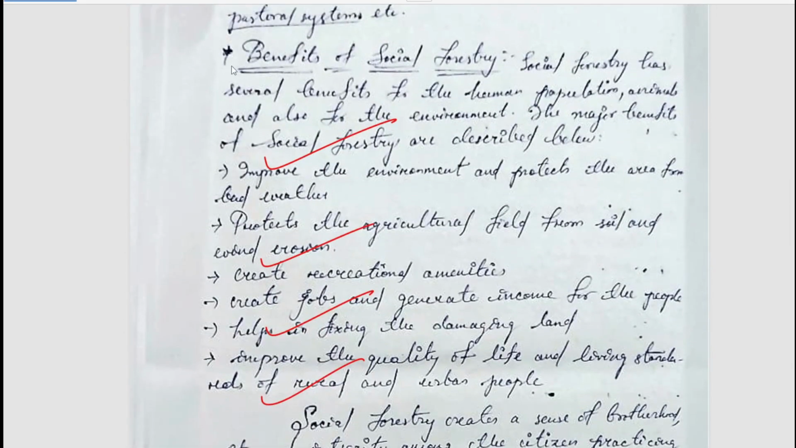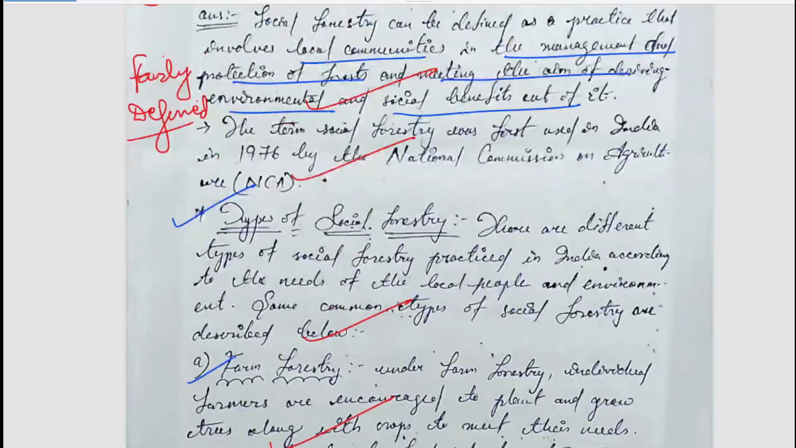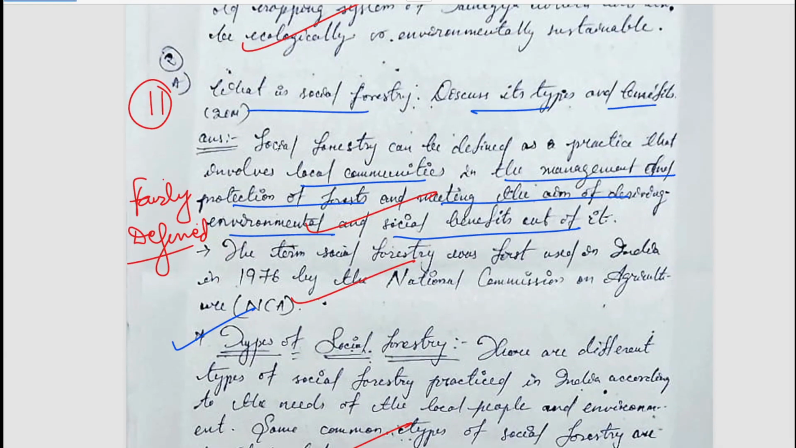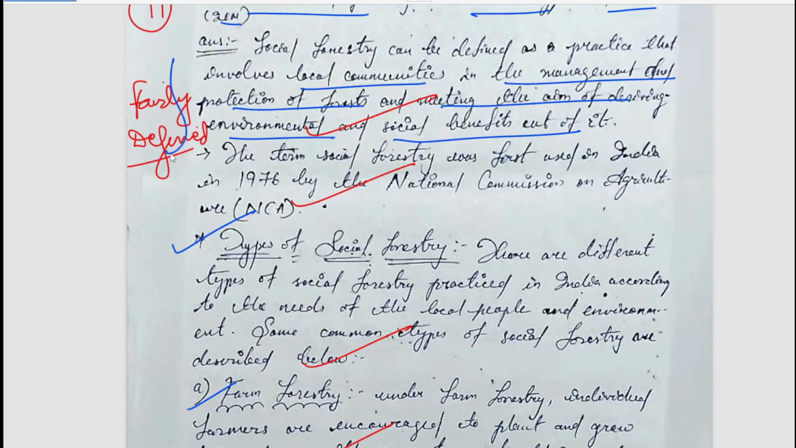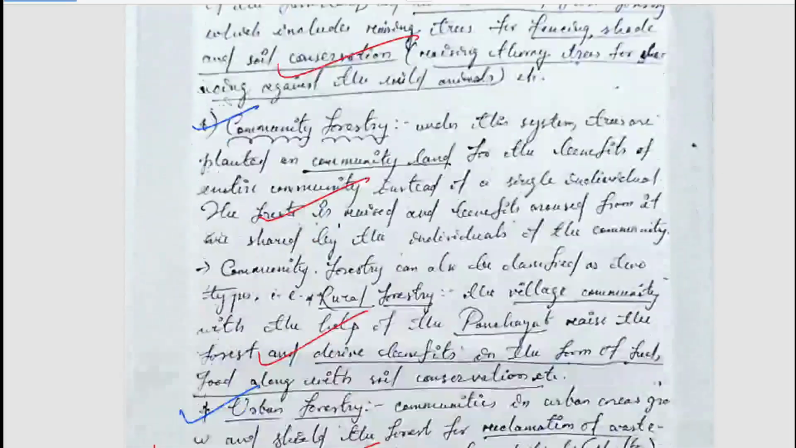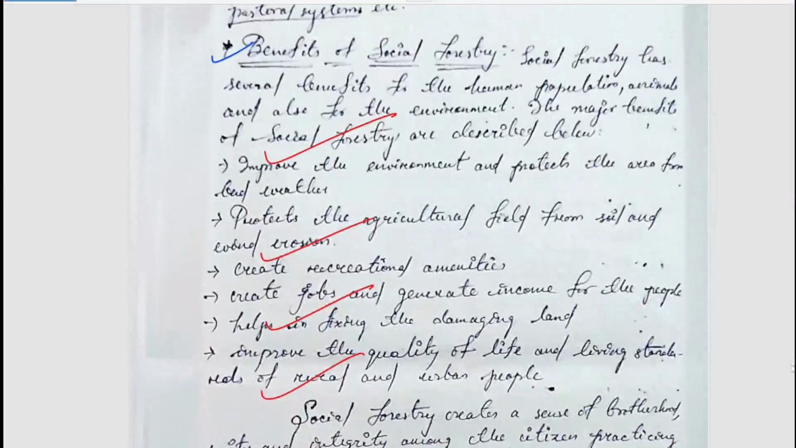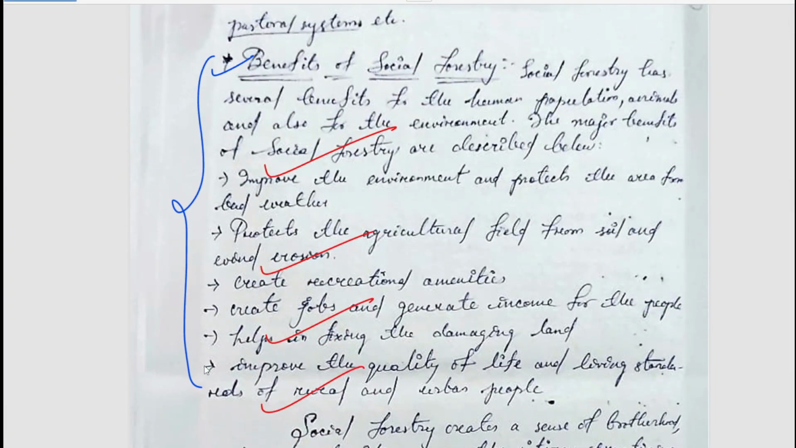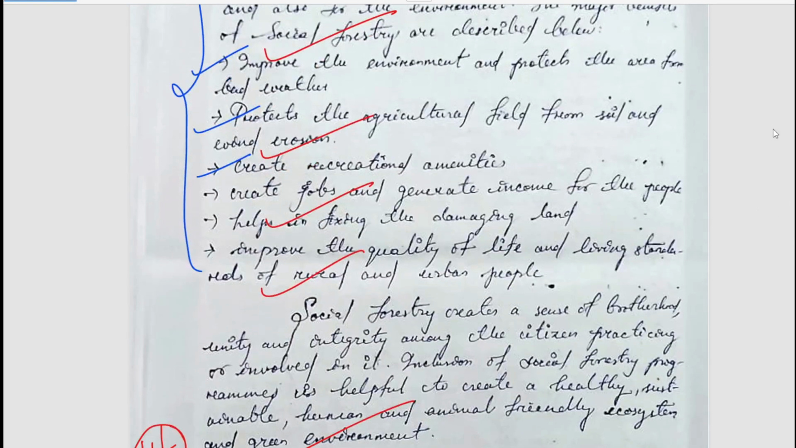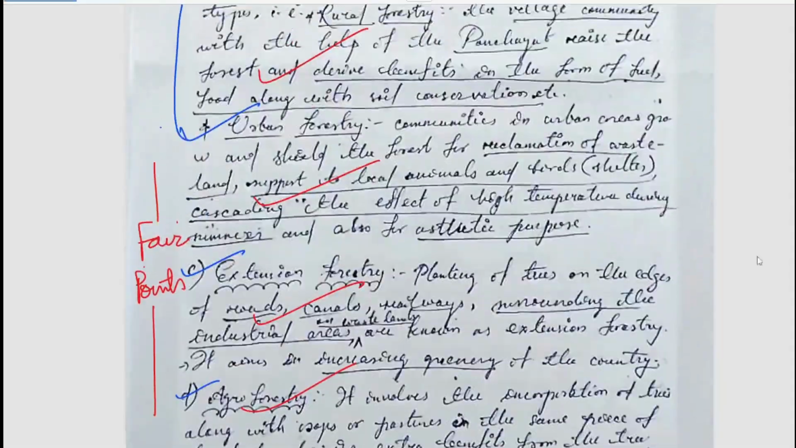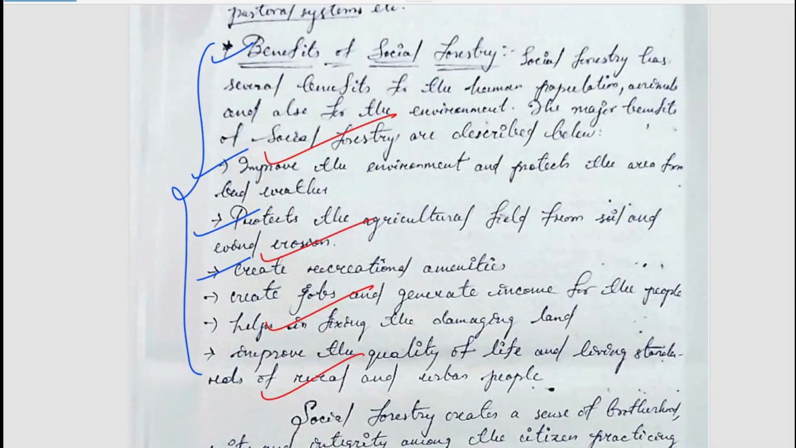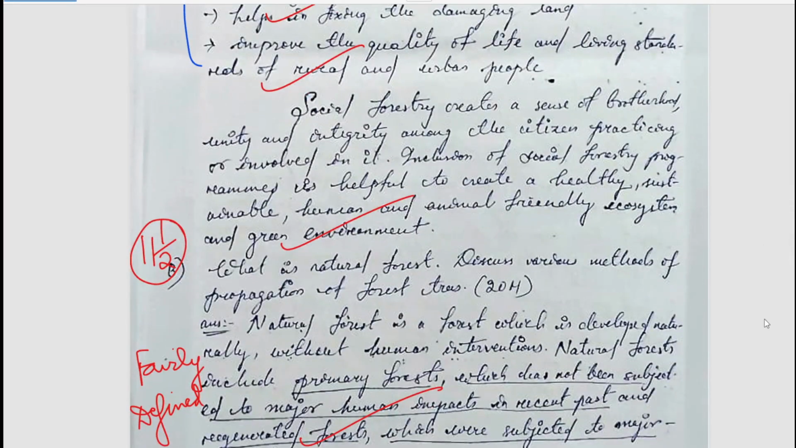Now, benefits of social forestry. What are the benefits of social forestry? But one thing I must note here: in the question, what is social forestry, discuss types and benefits, all the parts should be given equal importance. Social forestry is well defined, but types have been given too much emphasis. That could be a little briefer. Very little space is given to benefits. All the parts should be given a good approach as per their requirement, because there are various benefits which can be added here. Some are mentioned, such as improving the environment, protecting the agriculture field, and creating recreational activities. It is a well written answer, but these things can be shortened and the benefits increased to make your answer look more balanced.